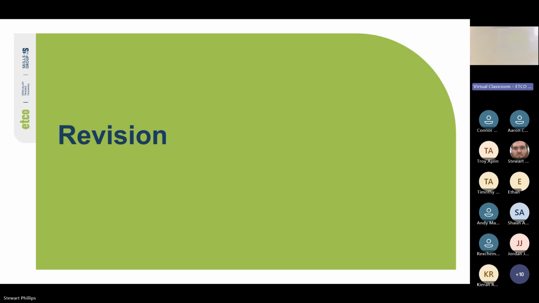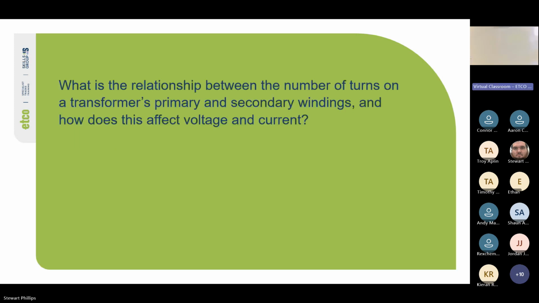Cool. So we'll check what you guys remember. What is the relationship between the number of turns on a transformer's primary and secondary windings, and how does this affect voltage and current?